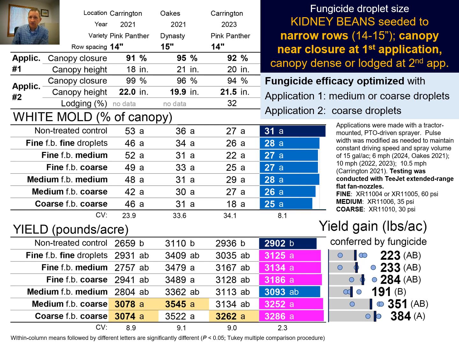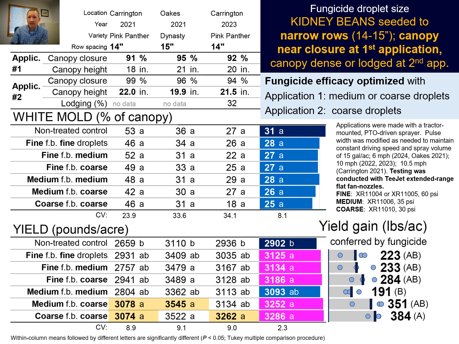I'd like to start with testing conducted with kidney beans seeded to narrow rows where the canopy was near closure at the first application, and then the canopy was dense or lodged at the second application.